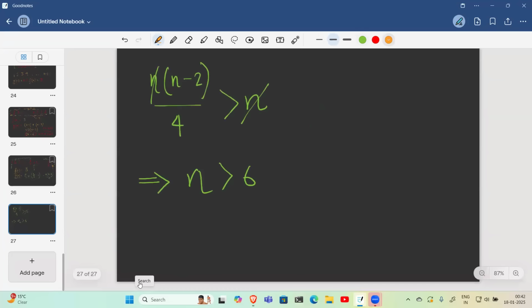Let me show you the n equal to 6 case and the n equal to 7 case. If n equals 6, as per my logic, we print this array: 1, 2, 3, 1, 2, 3, right?